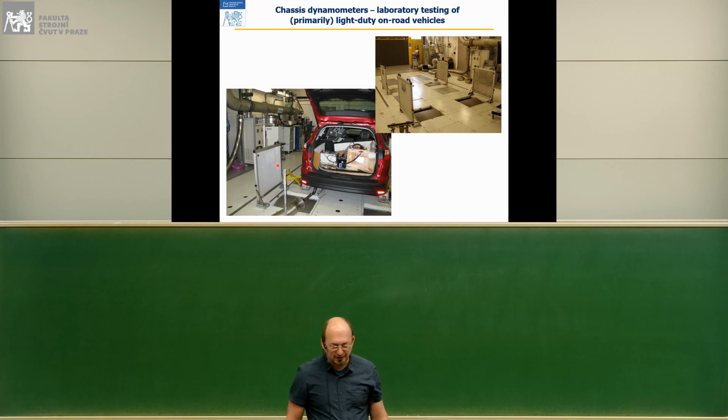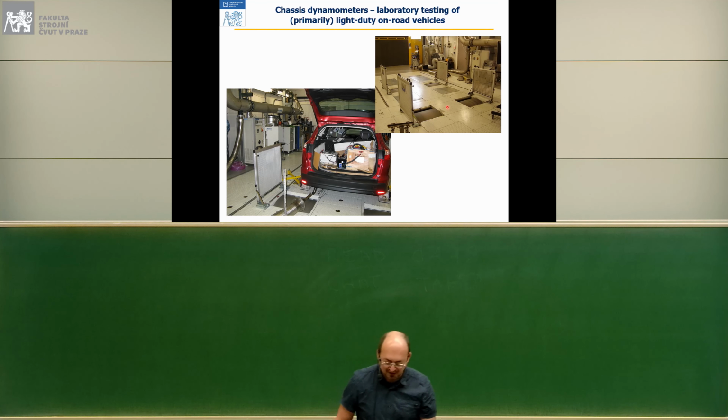This is a 4-wheel chassis dynamometer. Each wheel is coupled to a separate dynamometer. Not always do you get such a complicated system. Typically it could be one axle which is connected to one dynamometer, and it's just a 2-wheel dynamometer then.